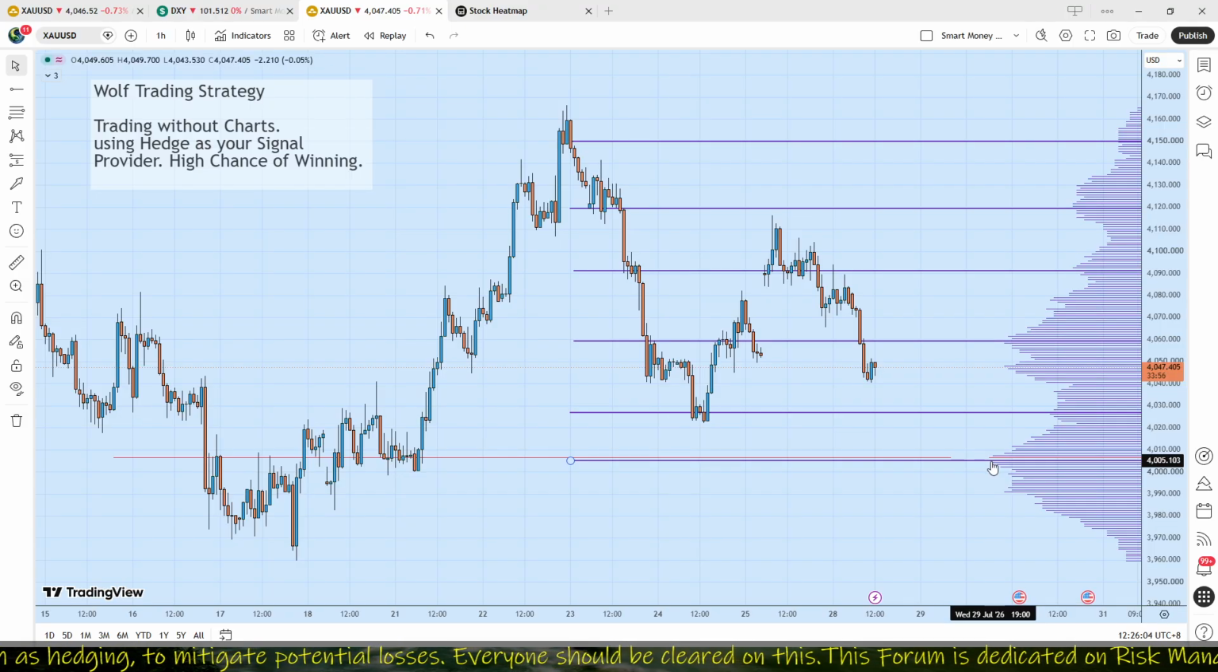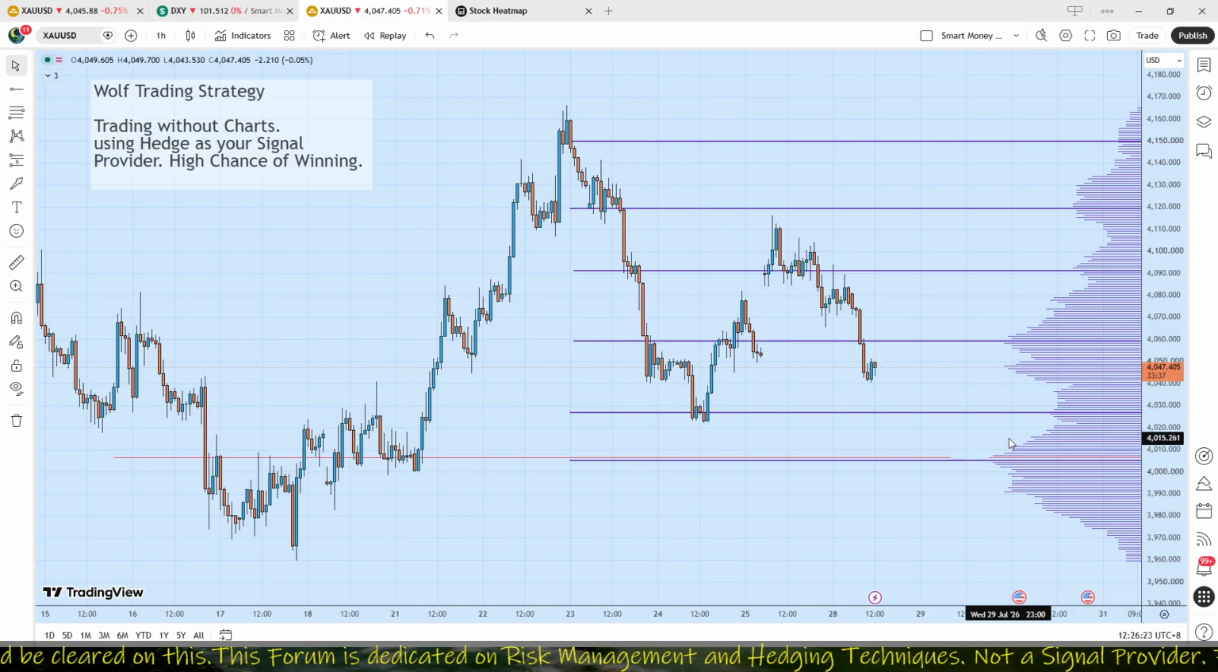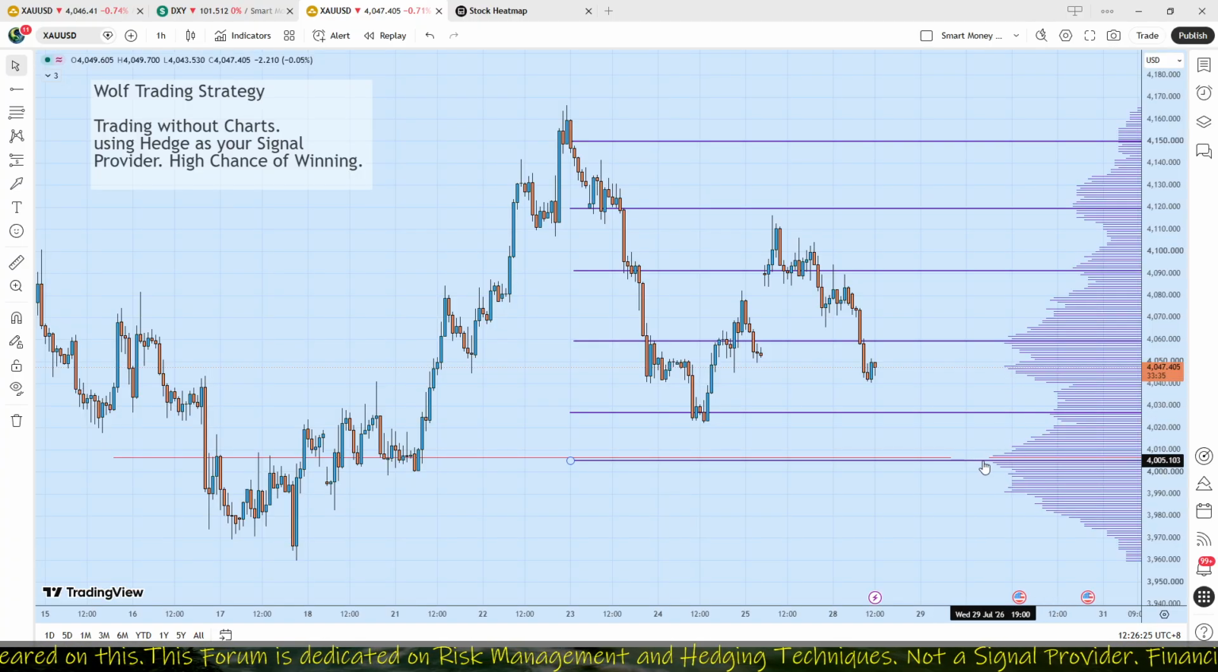Area value means many buyers and many sellers entering on this exact point of the price, because they think the price will go up or go down. This is the exact place. Not all prices are the same. You see this area, 4005, many people are watching here.